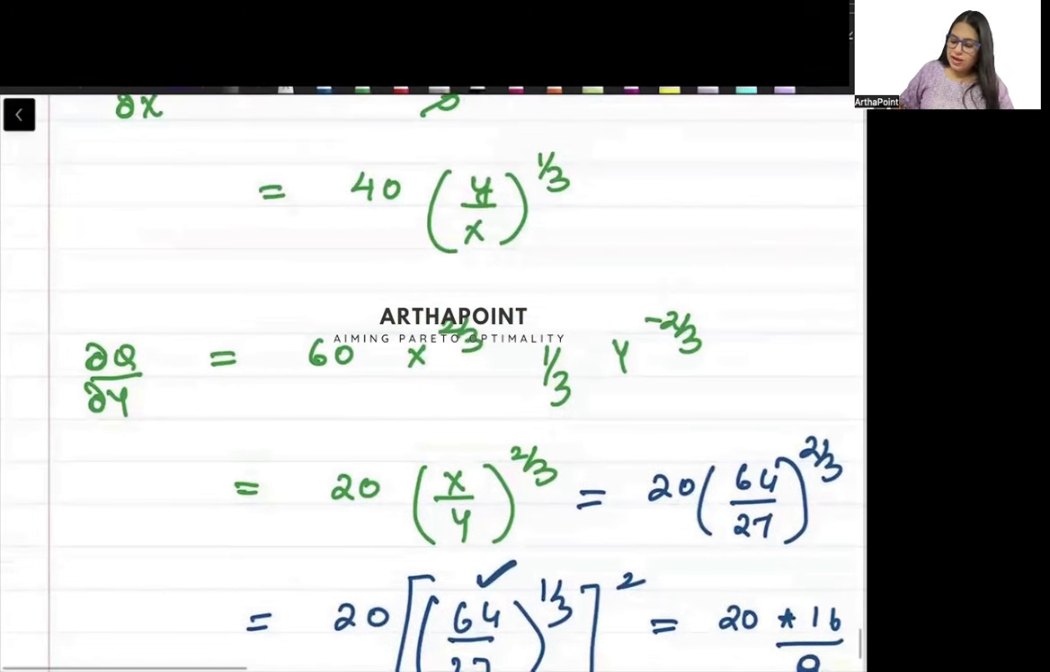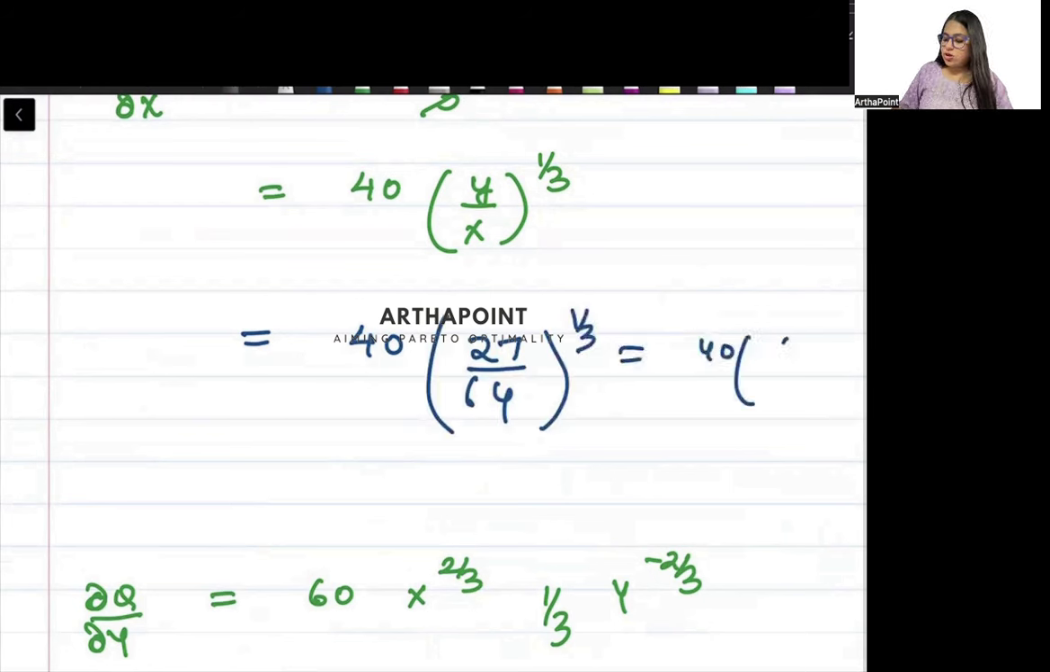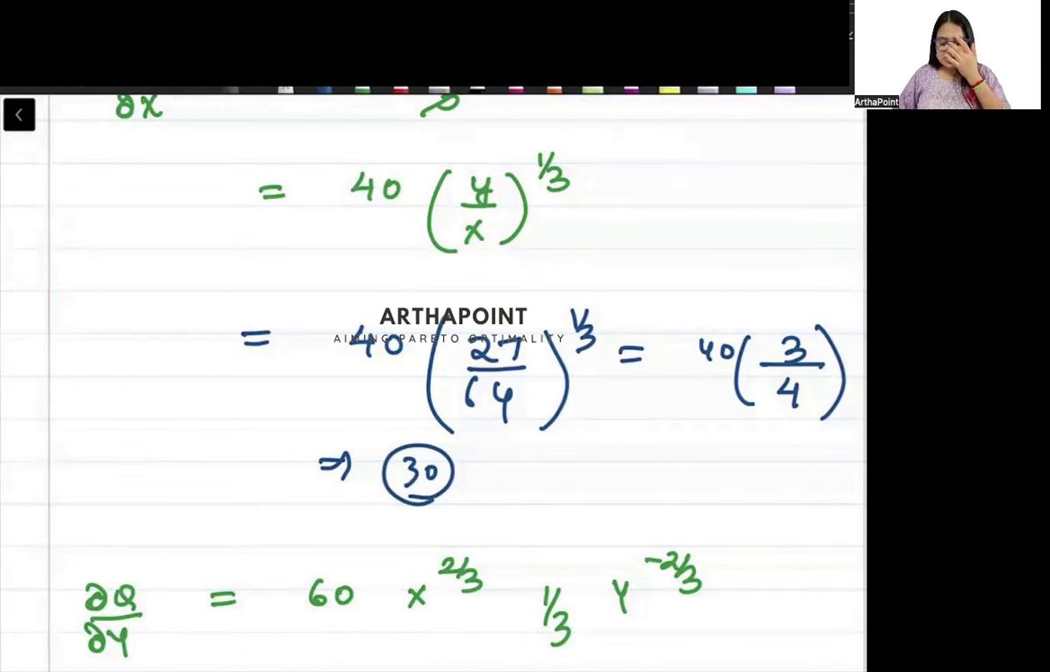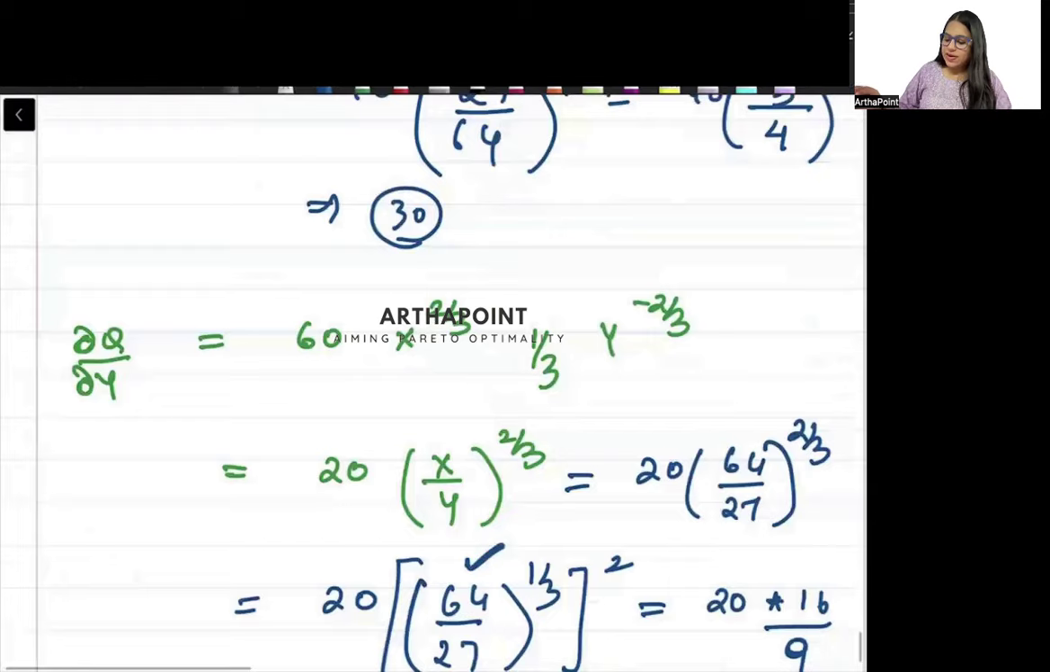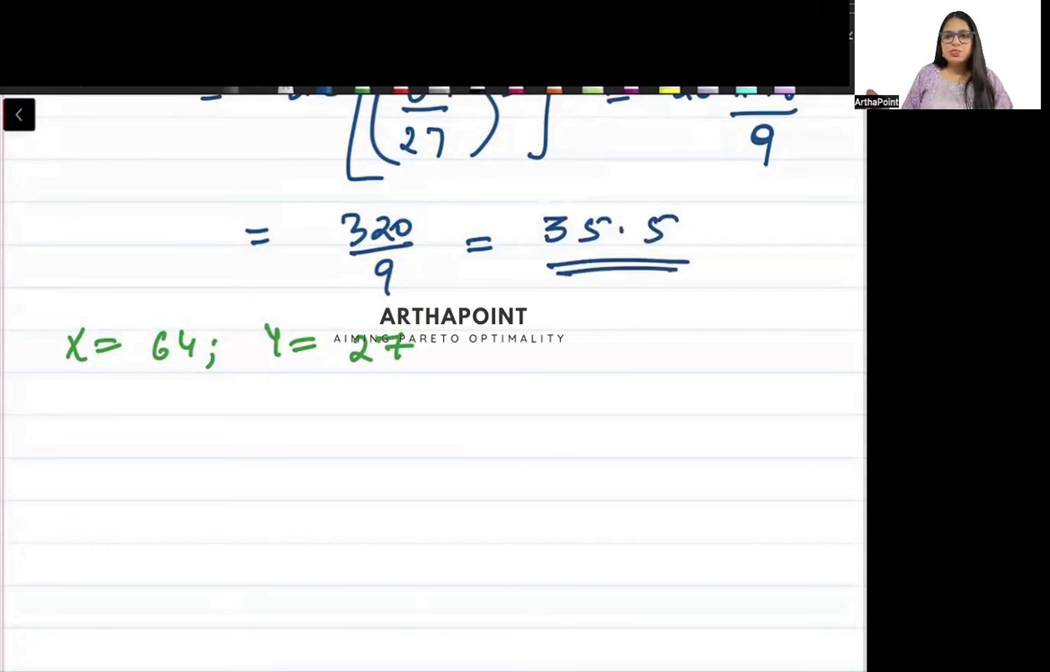And if I were to evaluate the other one, what will I get? 40, and y is 27, 64 to the power 1 by 3. So this is going to be 40. 3 into 3 into 3, 3. 4 into 4 into 4, 4. So this will give me the answer as 30. Right, 320 by 9 is approximately how much, beta? It is 9, 18, 27, 28, and then you're left with 50, so 35.5. Okay, it is more, right?